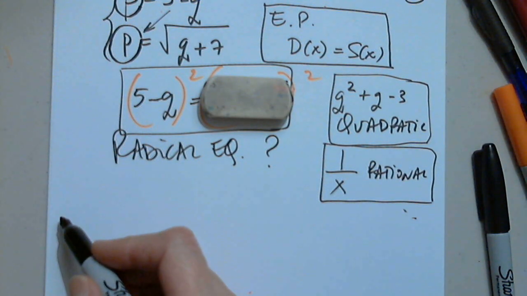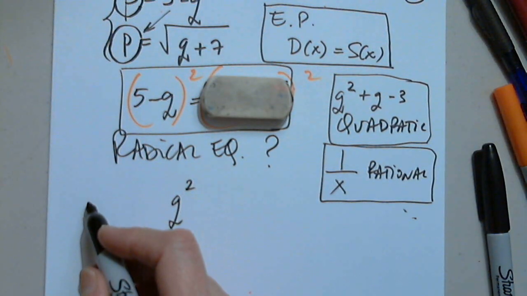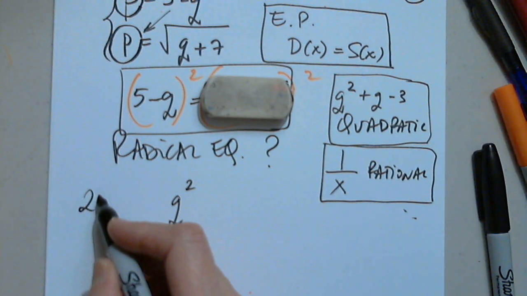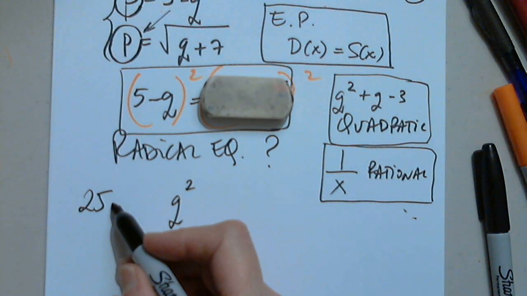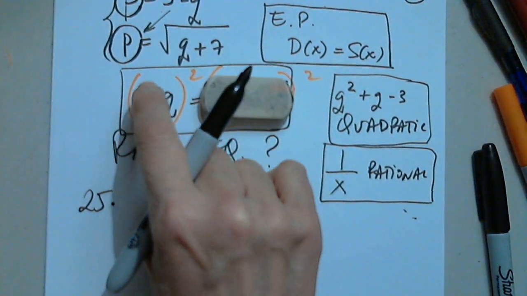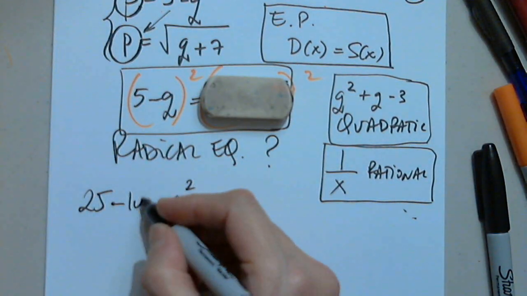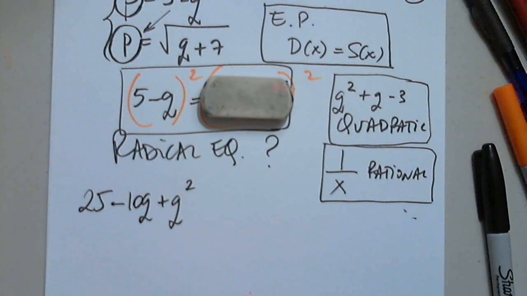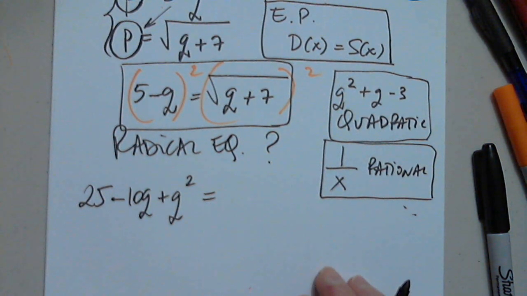Q squared. 25. 5Q and negative 5Q. Oh, wait, no. So we talked, yes, you're on the right track. So we talked about this formula, the first term squared minus 2 times the first times the second plus the second term squared. Good. Can anyone square the other side for us? Excellent. Thank you.